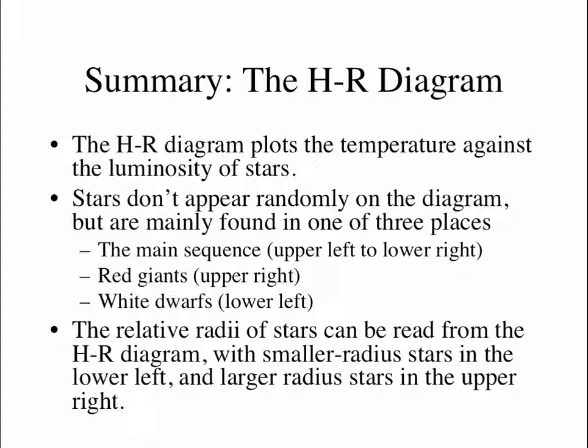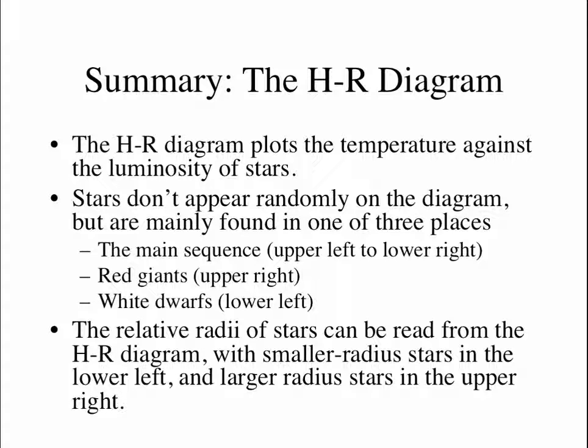So, a summary of what we've learned in this mini lecture. The Hertzsprung-Russell diagram is a plot that plots temperature on the x-axis versus luminosity of stars on the y-axis. Stars don't appear randomly on the diagram, but they're mainly found in one of 3 places. The main sequence, which goes from bright blue stars in the upper left to faint red stars in the lower right, and that means bright hot stars to faint cool stars. Red giants, which are in the upper right, they're bright but they're cool. And white dwarfs, which are in the lower left of the diagram, they are faint but hot.